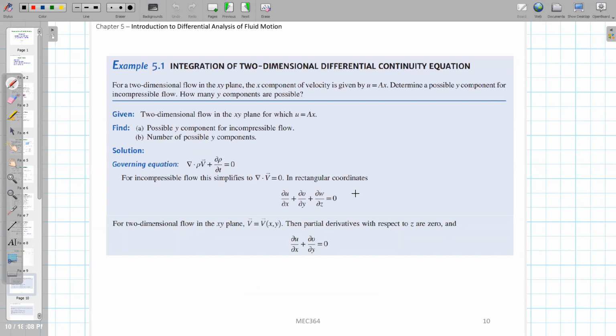So this is a two-dimensional flow in an xy plane. We know the coordinate system is rectangular, so we can use the equation we developed before. And since it's the xy plane, nothing changes in the z direction, so anything related to partial z we can assume equal to 0. The u velocity is given, and the question is asking what the v velocity will be. We also know that the flow is incompressible, so let's use the incompressible flow mass conservation.